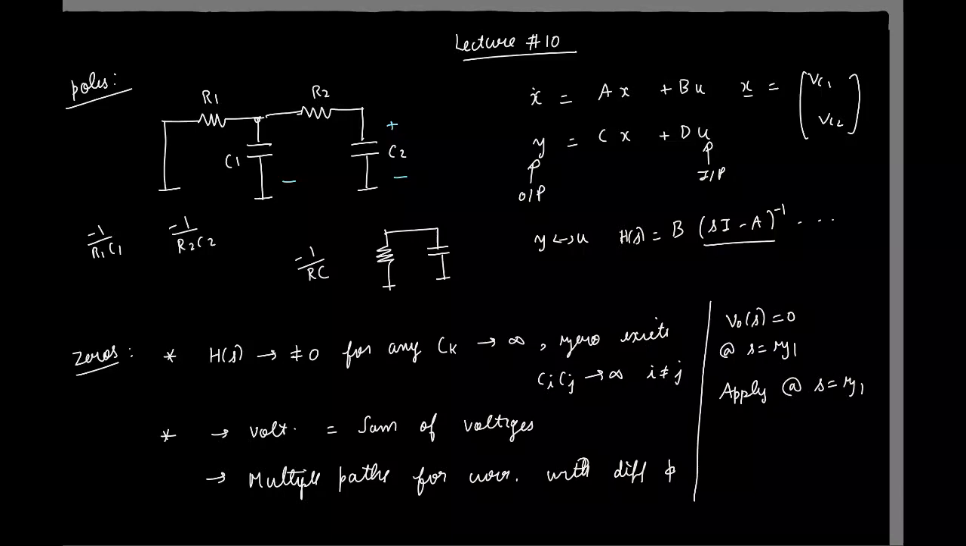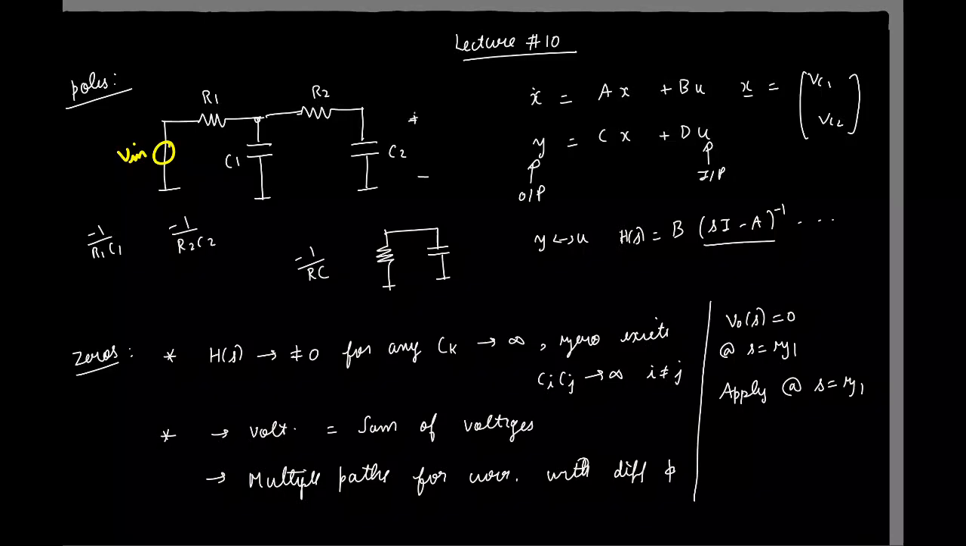So, okay, if that is fine, let's consider this circuit, and let's say I am applying the input here, and I take the output here. How many poles and how many zeros do you think this transfer function will have? How many poles? Two poles. How many zeros?